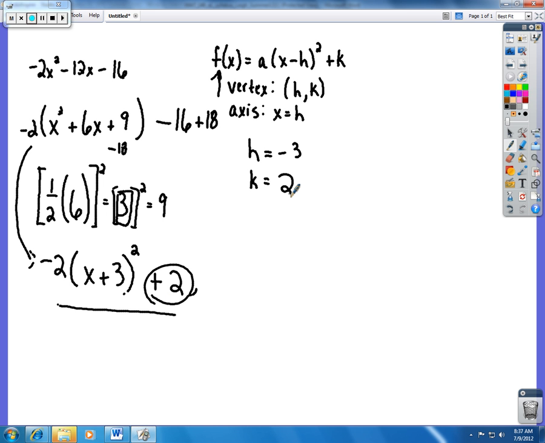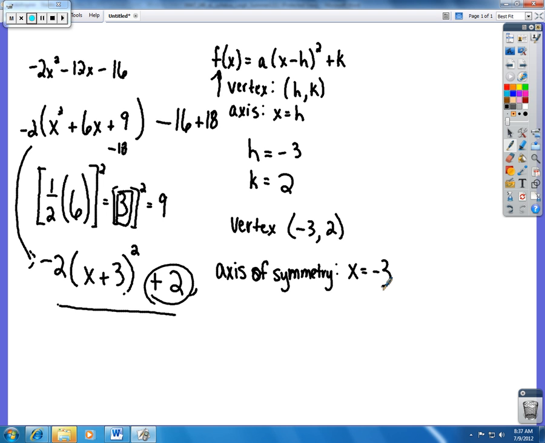All right, so now we've identified h and k. My vertex is just the point negative 3, 2, and my axis of symmetry, which we'll see in a minute when I graph this, is a vertical line where x equals h, so where x is negative 3. Please let me know if you have questions on this.